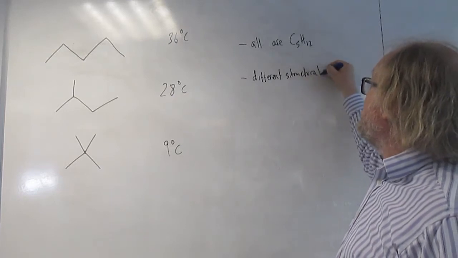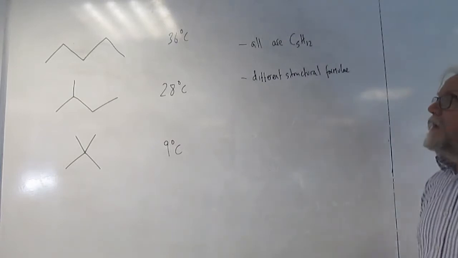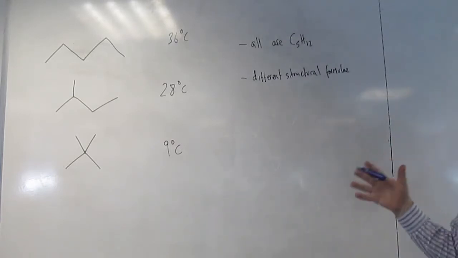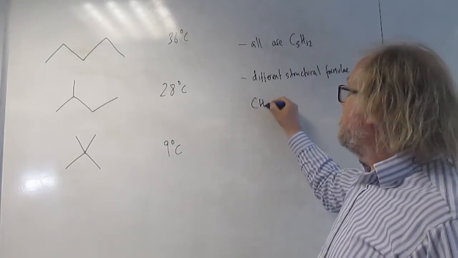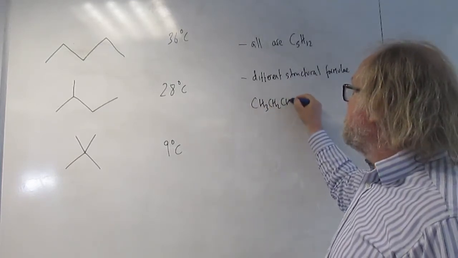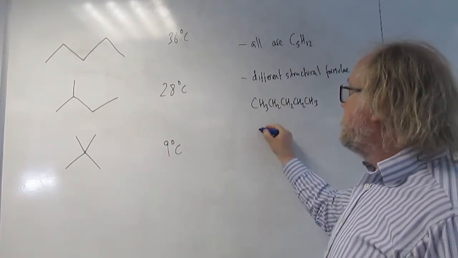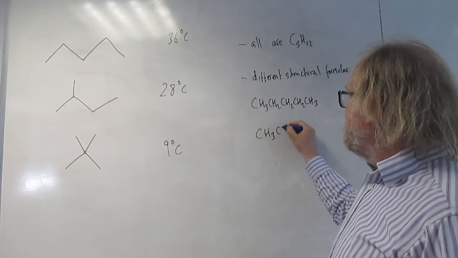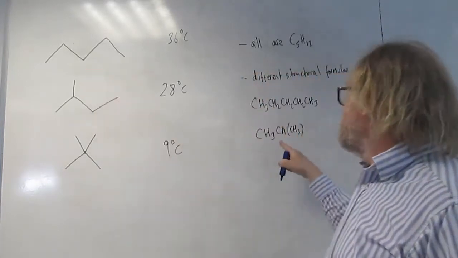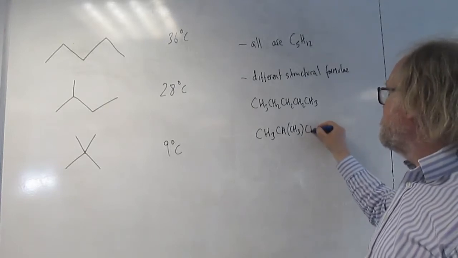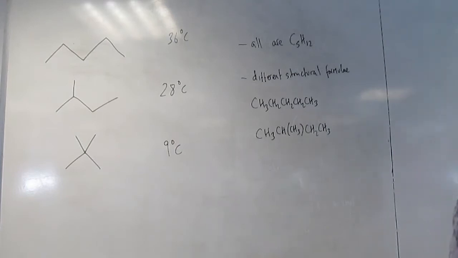Now what that means is that if you write them out, structural formula is when you write out the formula all on one line. So the top one, for example, would be CH3, CH2, CH2, CH2, CH3. And the second one would be CH3, CH bracket CH3. Remember, the branch is written as a bracket, and then CH2, CH3. So these are different structural formulae.